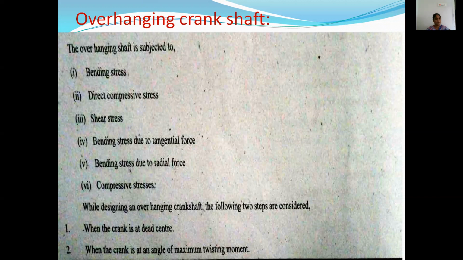Next, we will discuss the overhanging crankshaft. First, what is meant by overhanging crankshaft? There are two different types of crankshafts: one is the center crankshaft, another one is the overhanging crankshaft.